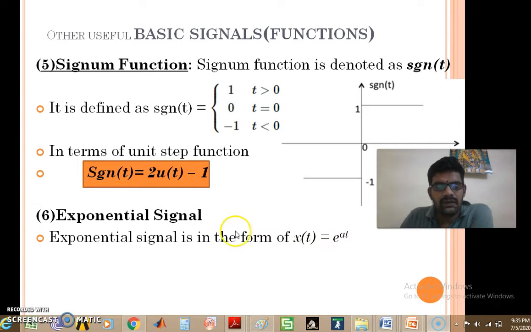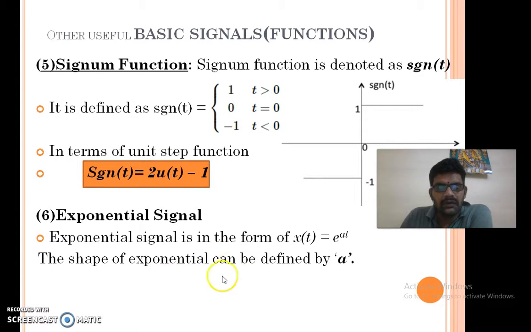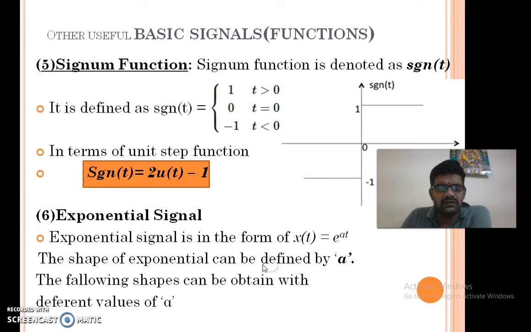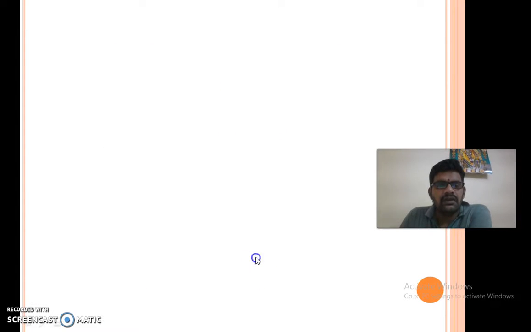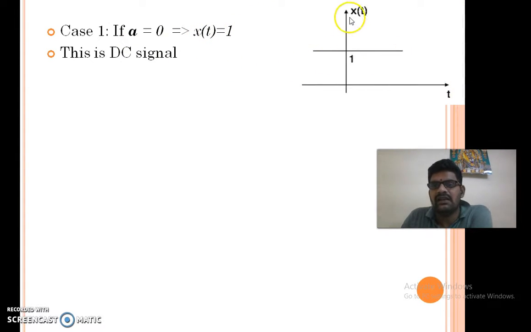Based on the value of alpha, different types of exponential signals are defined. So the shape of the exponential can be defined based on this alpha or a, the constant which is multiplied in the power of e. There are some shapes based on the values of a. First one, if a equal to 0, x of t equal to e power 0, that is equal to 1. So it is a DC signal. x of t is a DC signal.